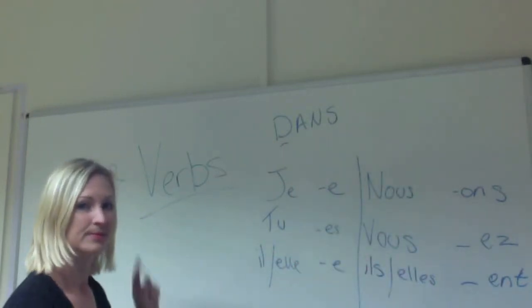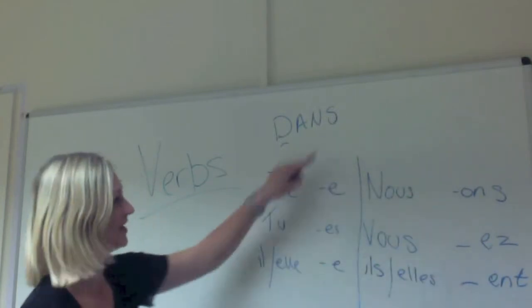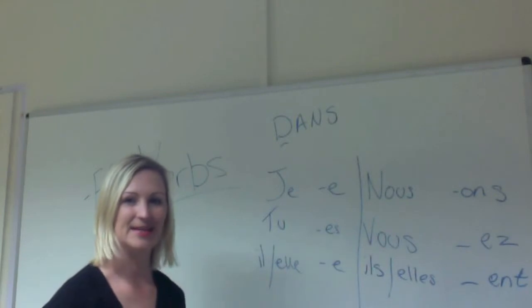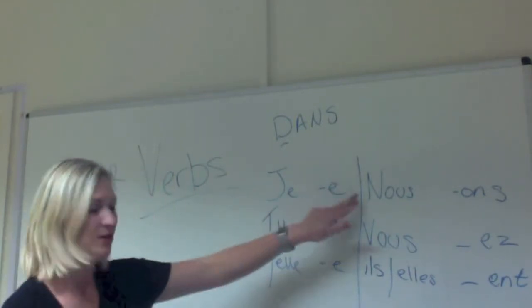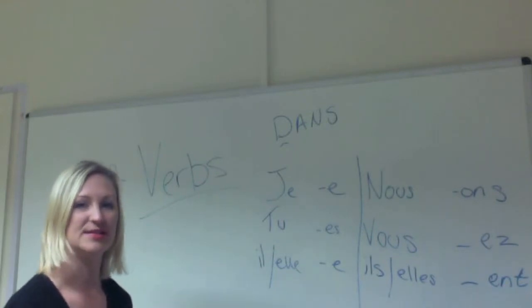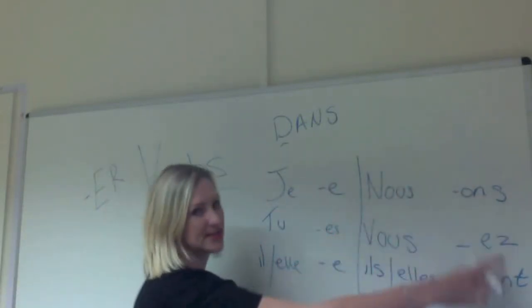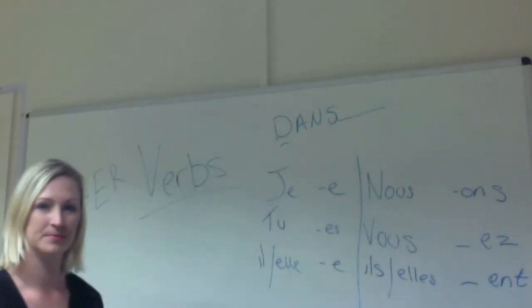Over to you. E, ES, E, ONS, EZ, ENT. You can learn this on its own. You don't need to know all these bits just yet. You can keep learning these as you practice, as you do more. These are the endings that go on the end of your stem.